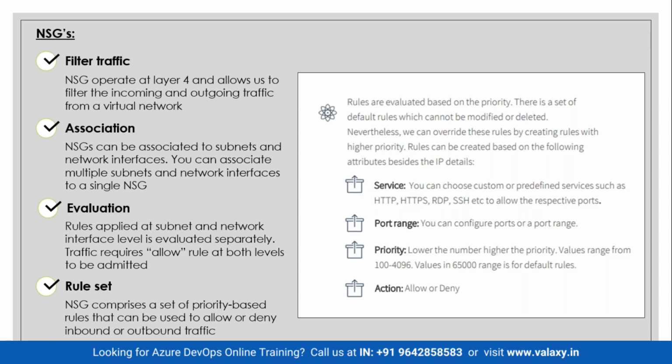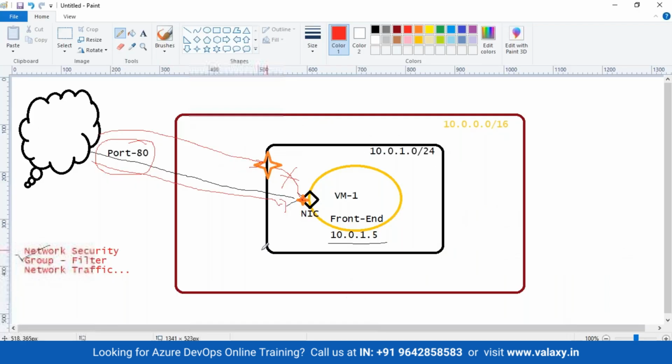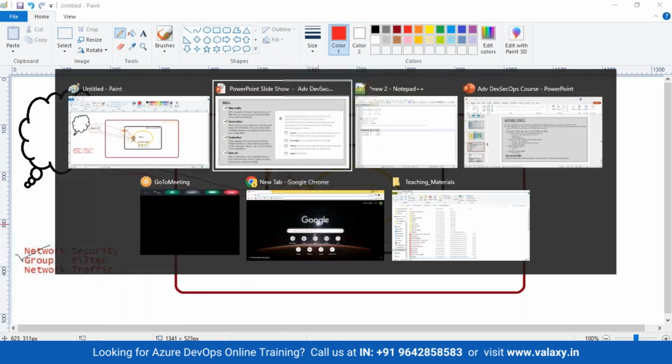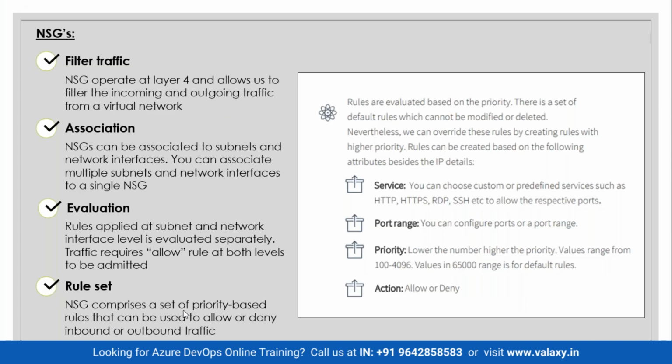You can associate multiple subnets and network interfaces to a single NSG. Evaluation: rules applied at the subnet and network interface level are evaluated separately. As I said in the diagram, you can have multiple rules for your NSGs. The rule set in an NSG comprises a set of priorities. So based on priority, the network traffic is allowed or denied.